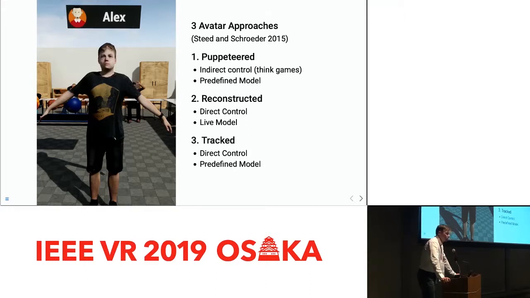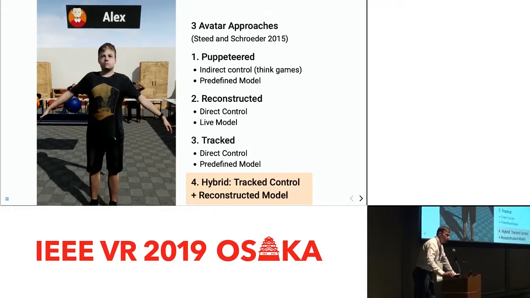And you have the tracked ones that most of us know now, where we usually have some kind of full body tracking for our bodies, maybe with a reduced marker set and using inverse kinematics. What we did was make a hybrid model where we reconstruct the avatars with photogrammetry, but then track them with full body tracking or even with a reduced marker set.